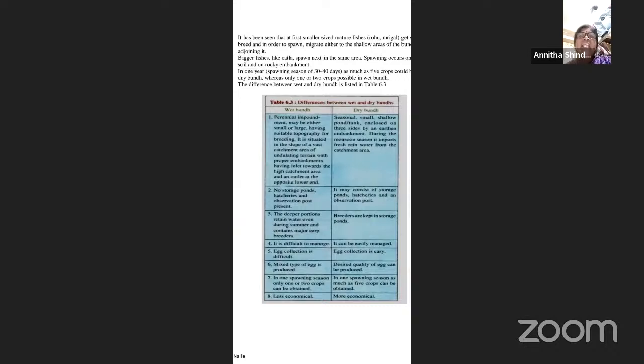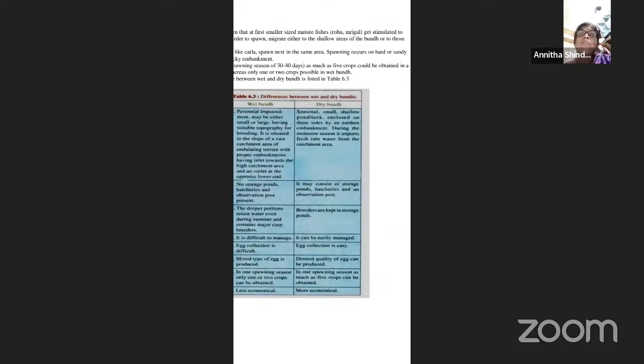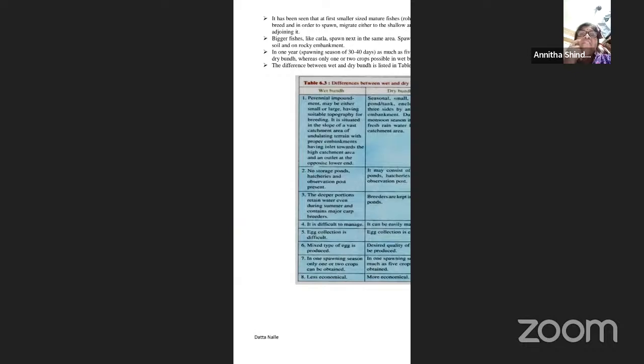In 1 year, with a spawning season of 30 to 40 days, as many as 5 crops should be obtained in a dry bund, whereas only 1 or 2 crops are possible in the wet bund. Why? Because the wet bund is natural. Here we introduce the breeders and then make them spawn.